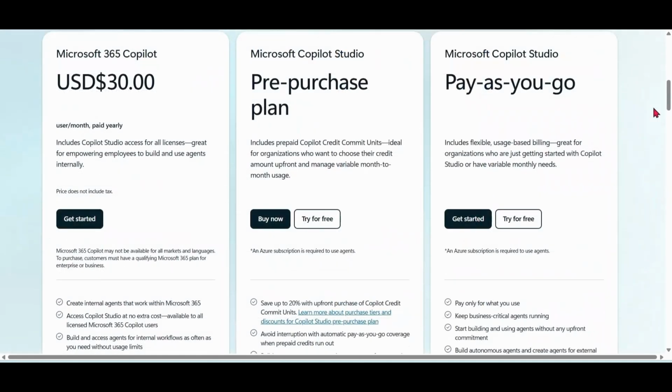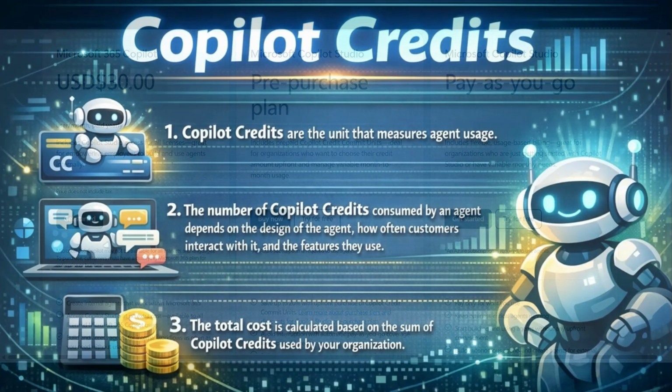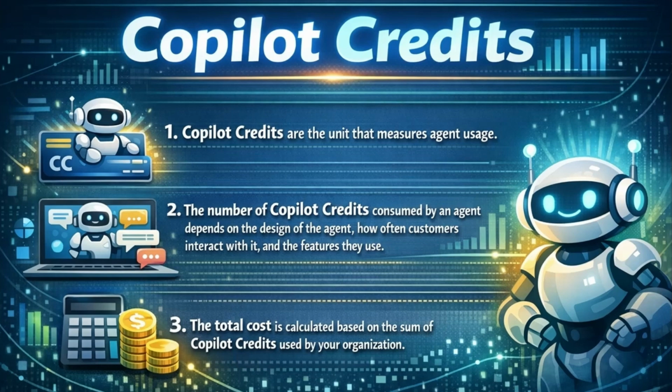In Copilot Studio, we have pre-purchase plans and pay-as-you-go plans. We have a total of three options that we are going to discuss now. Before talking further on this, it is very important to talk about Copilot credits. Let's have a look at Copilot credits. Copilot credits are units that measure agent usage. Let's understand this by an example.